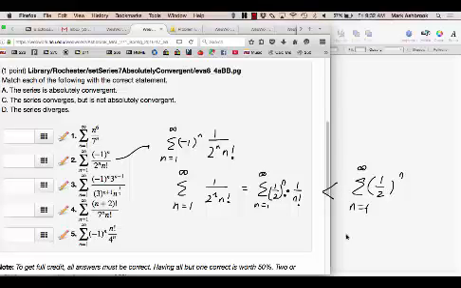So that one is absolutely convergent. Why? Because I took the alternating effect off, and it still converges. That's the principle of absolute convergence. So this one is going to be absolutely convergent.